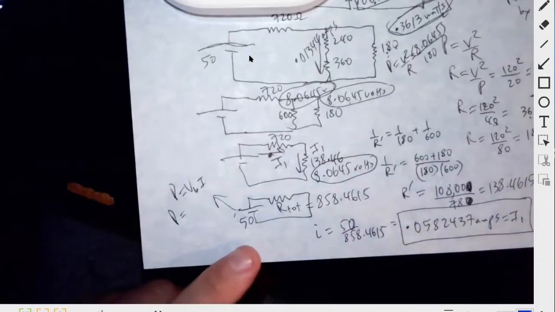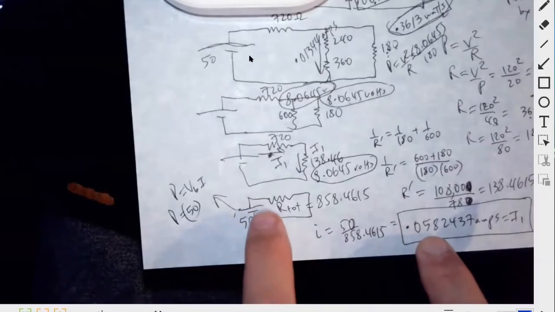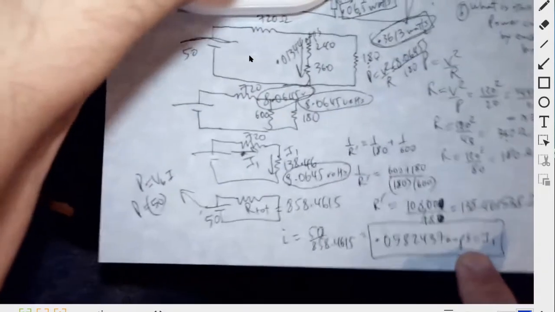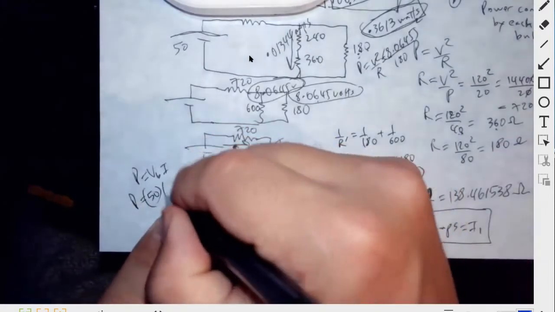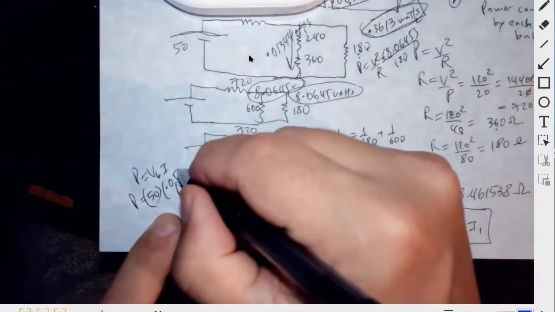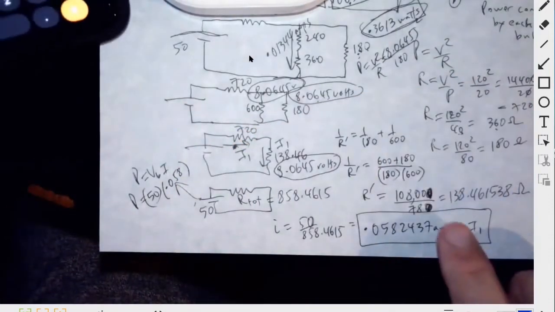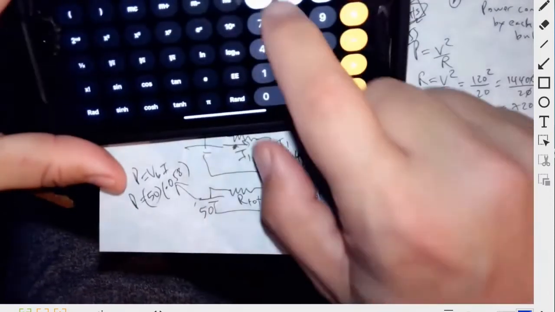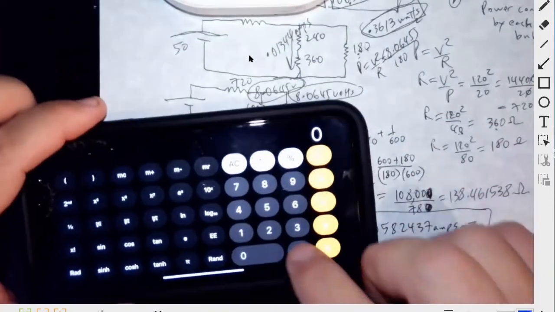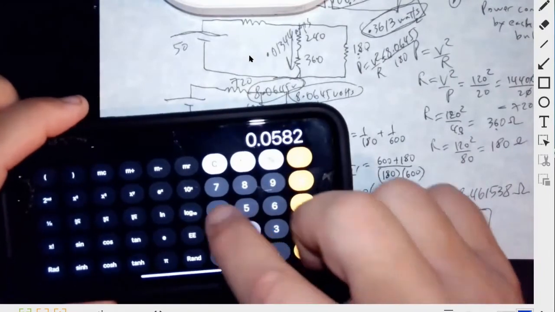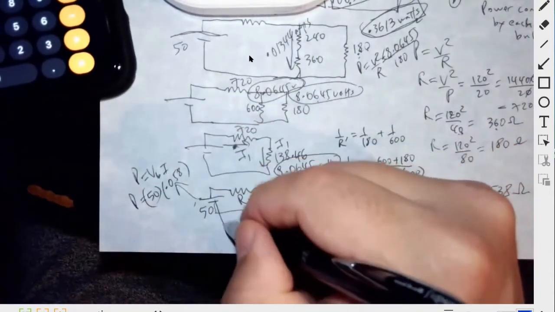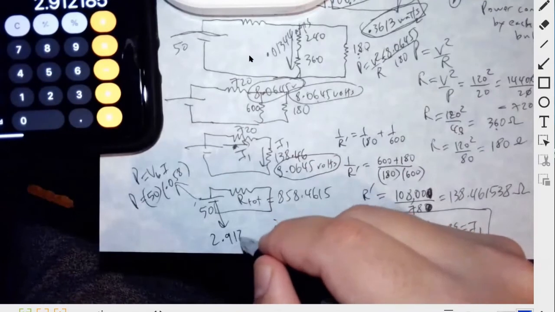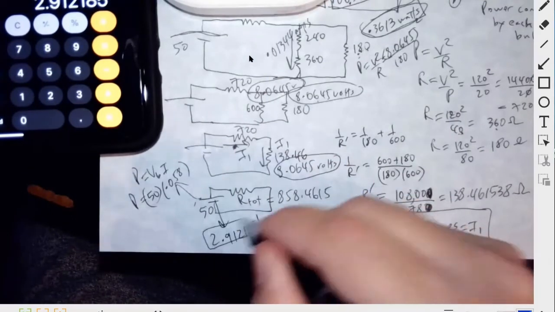Okay, so then you're going to have 50 times that current that was running through the circuit. So this is the total current running through the battery. So 50 times 0.058. I'm just going to use the full number here, 0.058 2437 times 50. So the total power produced by the battery is 2.912185 watts.